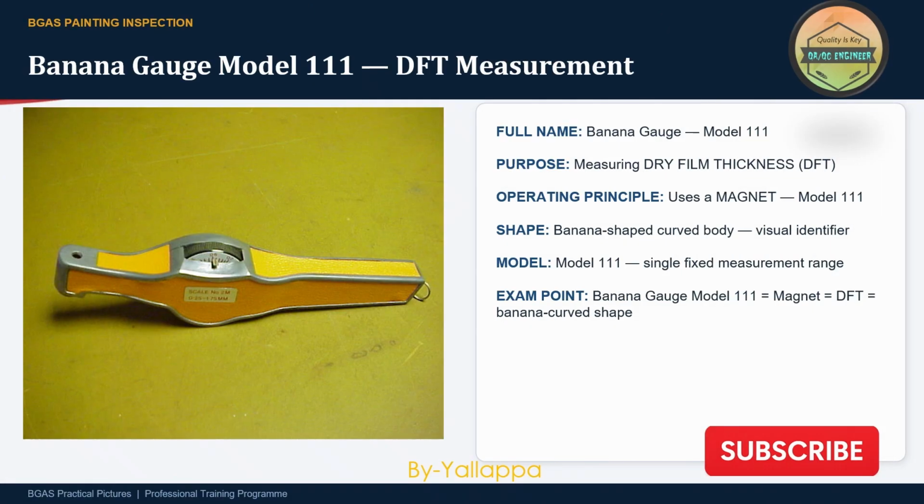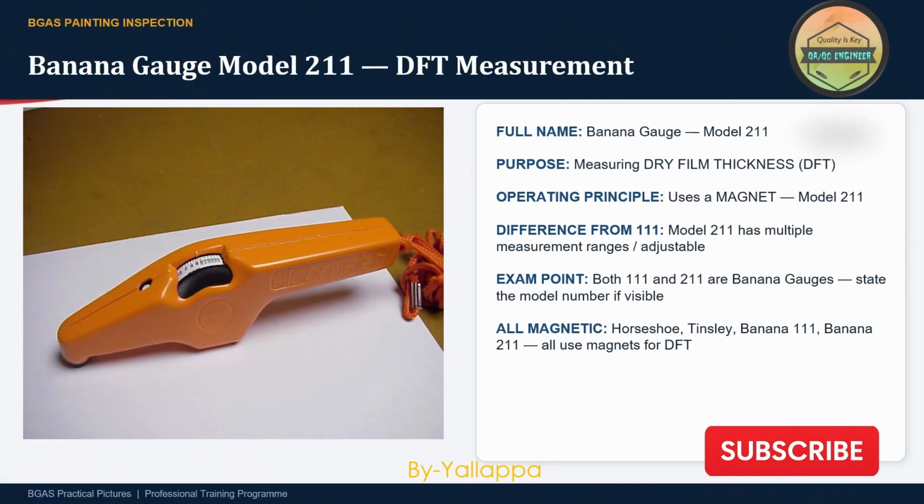On this slide, we see the banana gauge model 111. This is a non-destructive dry film thickness measuring instrument commonly used before the widespread introduction of electronic thickness gauges. The gauge operates using magnetic principles and is suitable for measuring coating thickness on ferrous substrates. Although modern digital gauges are more common today, inspectors should still recognize this instrument because it frequently appears in BGAS examinations. When identifying this instrument, remember its primary purpose is non-destructive dry film thickness measurement.